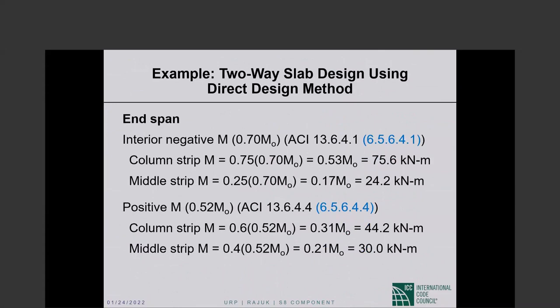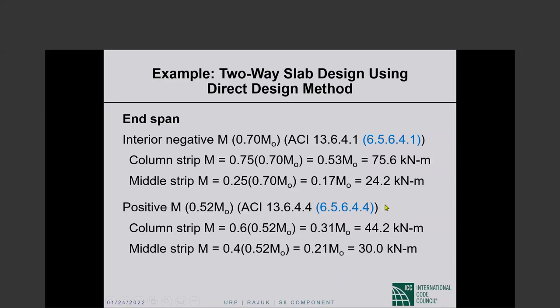We now have interior negative, positive, and on the next page will be exterior negative. We now have 3 sections to consider, not just 2. Interior negative moment is 70% of M sub 0. 75% goes to the column strip, 25% to the middle strip. The column strip moment comes to 75.6, the middle strip moment to 24.2. This is interior negative moment, column strip so much, middle strip so much.